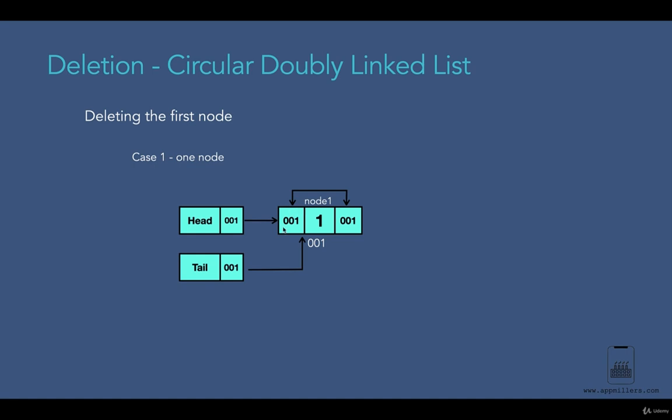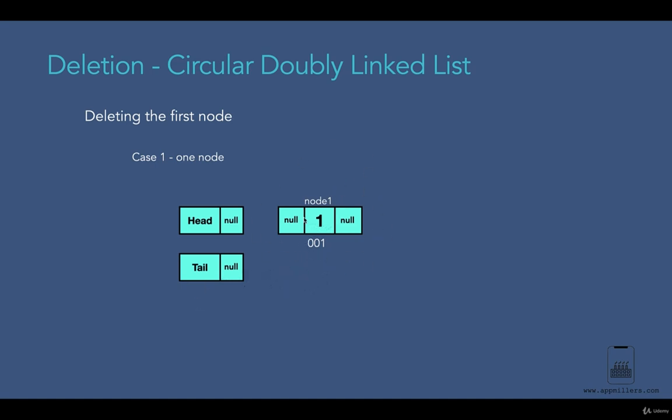Now the first thing that I'm going to do is set previous and next references to null. If I set both references to null, the link to itself will be deleted. The next step is we are going to set the head reference to null. With this we are going to delete the link between head and node 1. So if I set head to null, the link from head to this node 1 gets destroyed.